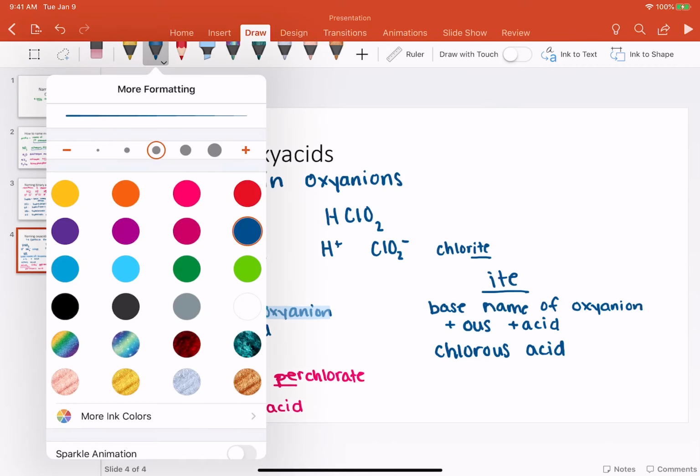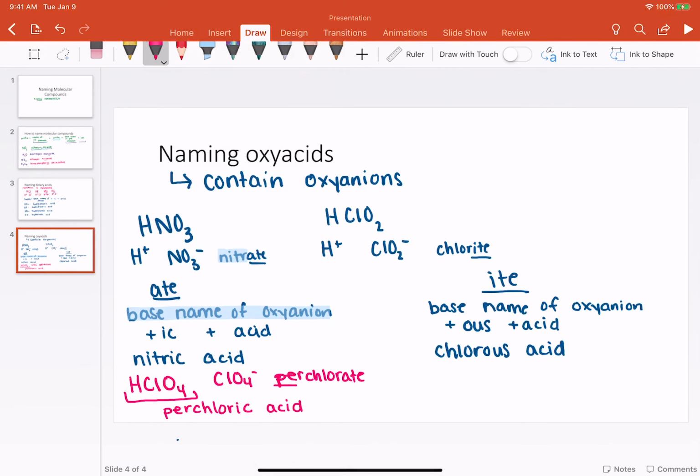So let's do another example. Let's say that we have HNO2. So notice that NO2 minus would have one fewer oxygen than NO3 minus, which means that this is going to be nitrite. And since it has an ITE ending, we name this acid as nitrous, O-U-S, acid.